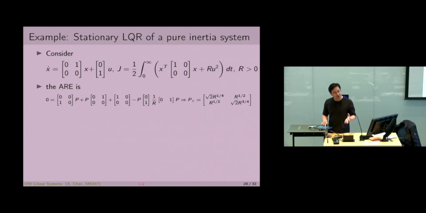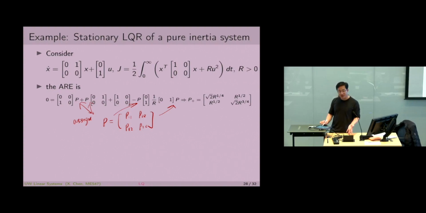If we do a similar analysis, if we just assign P to be P11, P12, P12, P22, and then plug in to here, we will have a function about the entries of the P matrix, which we can solve. The result is that P has to be this symmetric matrix, depending on R over here in this way.